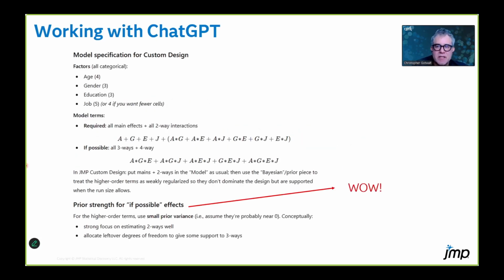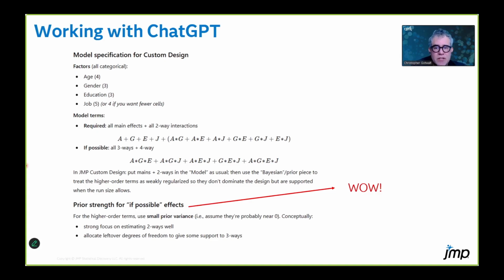Sometimes ChatGPT went almost too far in its advice. I was very surprised that it talked about setting the prior variance of if-possible effects in the custom designer when I was setting up this study. It had obviously been trained on JMP's documentation, but didn't have a practical sense of how often some of the options are used. I probably haven't used the prior variance option in the custom designer in 15 years, despite using the custom designer at least weekly most of that time.